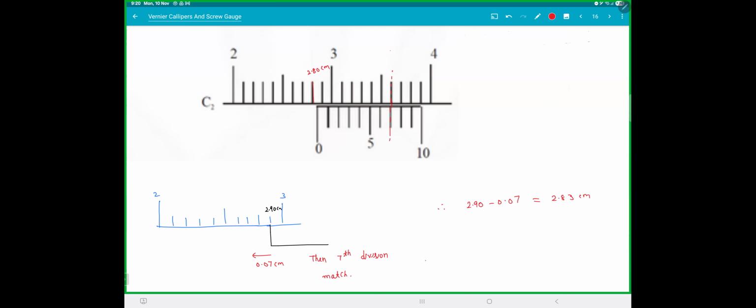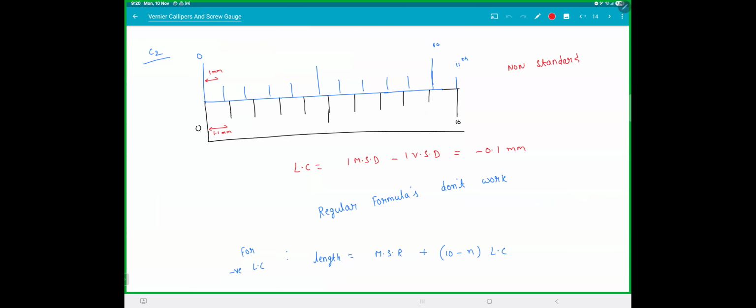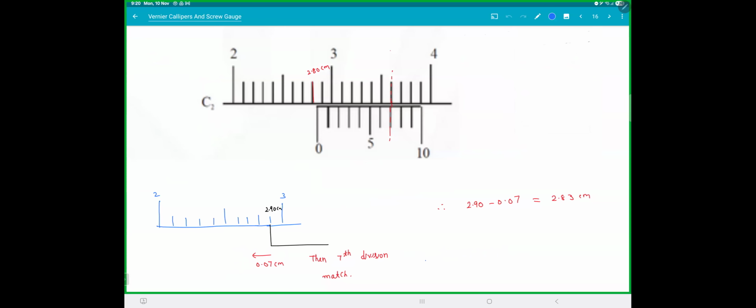Clear how to do this in the normal way? Still, the formula is not valid. You have to work it out. You can still make a formula. It would be something like this: the main scale reading plus, you have to take the main scale reading 1 unit more actually. So let's not use this. Now let me show the other method.